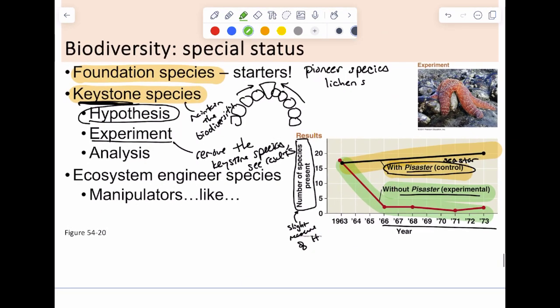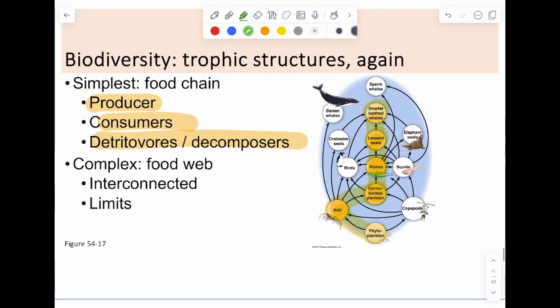But again, how do you find out? You eliminate and you discover. You can't look at an ecosystem and look at a food web and say, oh, clearly it's this one right here. You can't look and tell. You have to run the experiment, whether on accident or on purpose, and find out the answer.